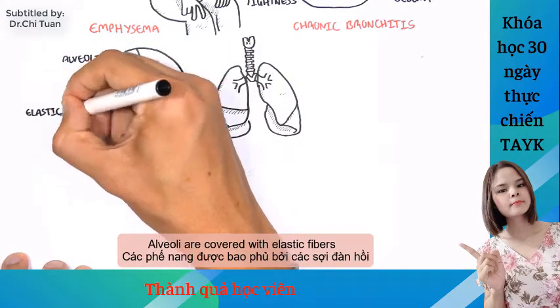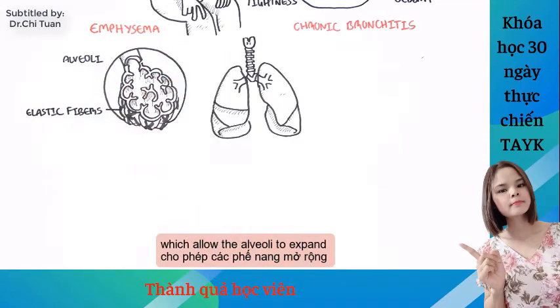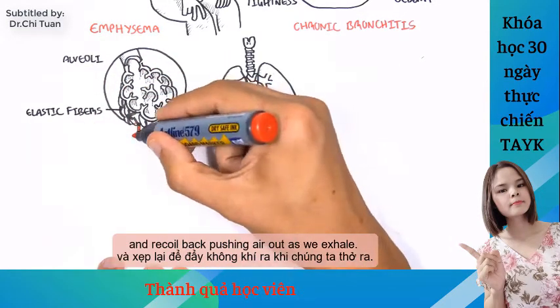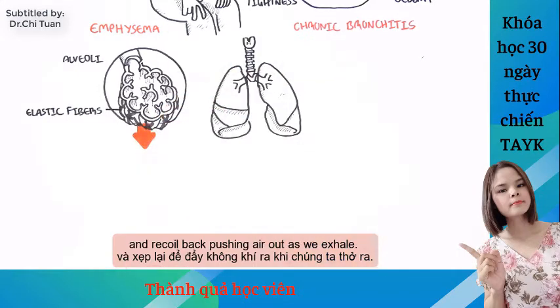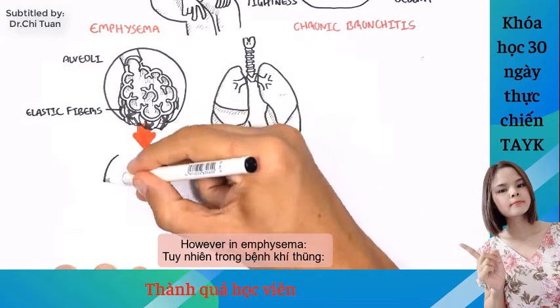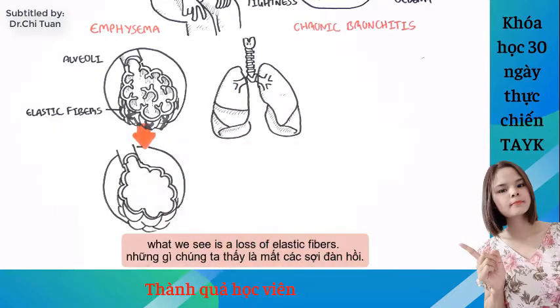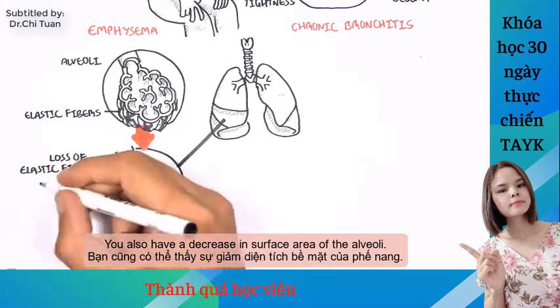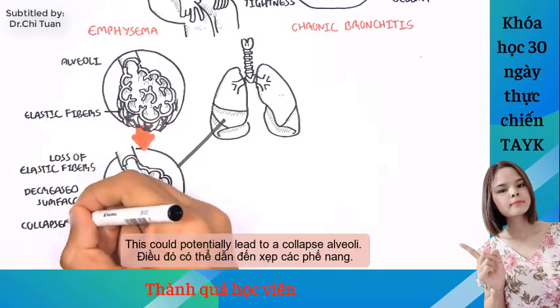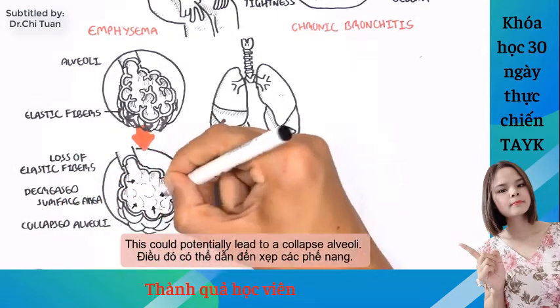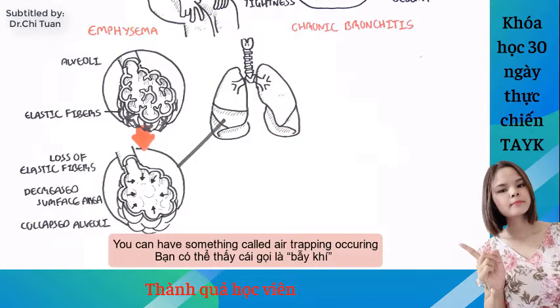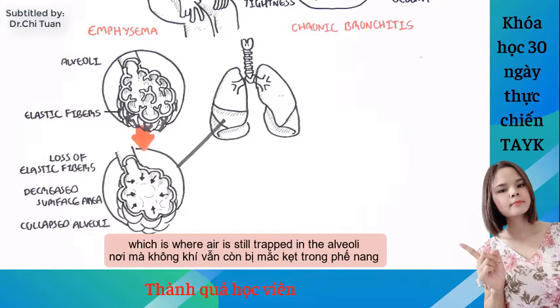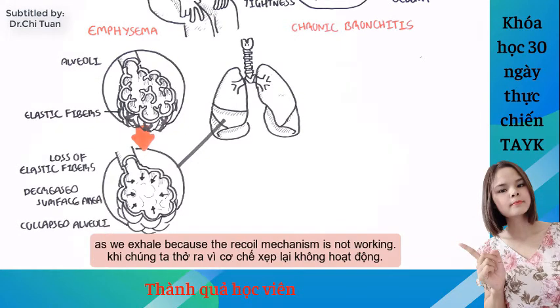Alveoli are covered with elastic fibers, which allow the alveoli to expand and recoil back, pushing air out as we exhale. However, in emphysema, what we see is a loss of elastic fibers. You also have a decrease in surface area of the alveoli. This could potentially lead to collapsed alveoli. You can have something called air trapping occurring, which is where air is still trapped in the alveoli as we exhale because the recoil mechanism is not working.